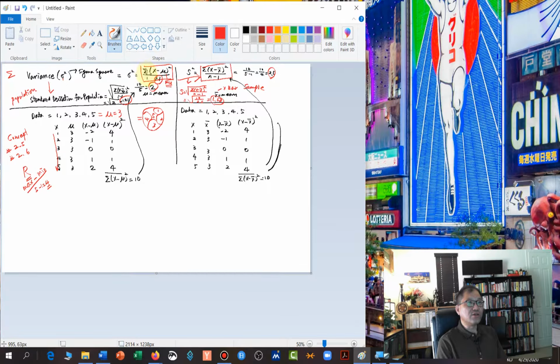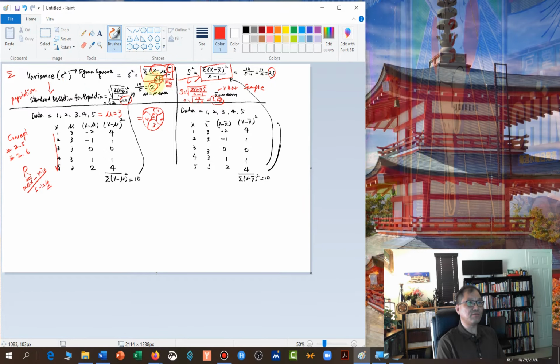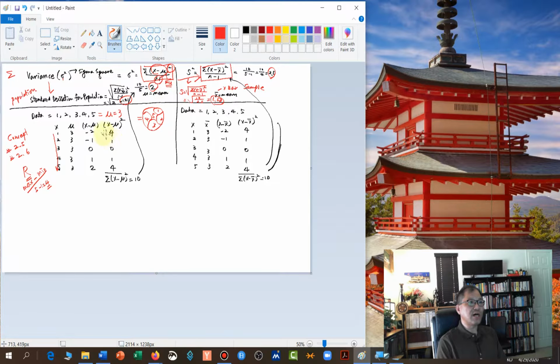This is the first step, x minus mu. Next step, you need to square all the values from x minus mu. So I am going to square these values. Negative 2 squared equals 4. Negative 1 squared equals 1. 0 squared equals 0. 1 squared equals 1. 2 squared is 4. Right?